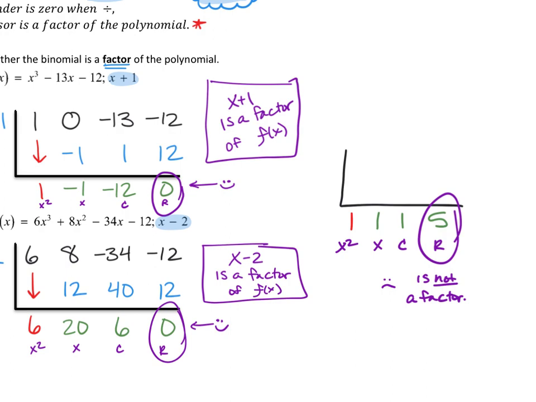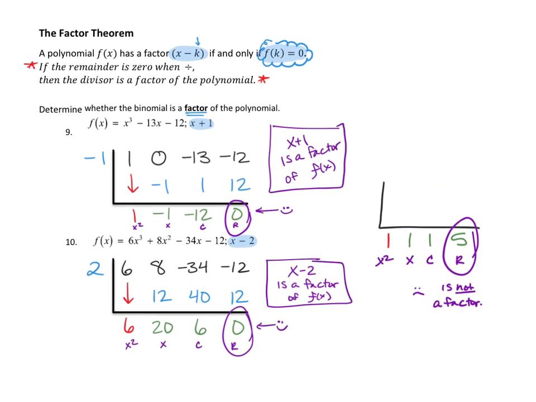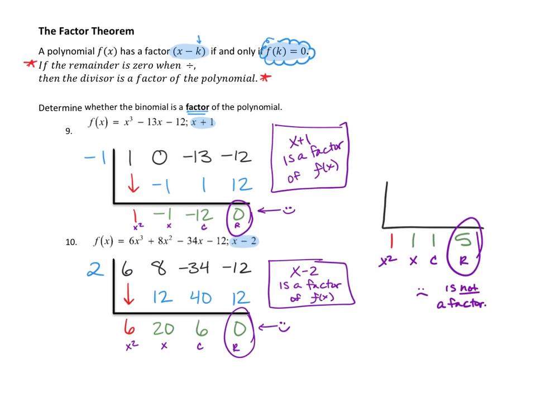Boom. So really, again, the factor theorem allows us to quickly check to see if something is worth dividing by so that we can factor the polynomial into smaller terms, because it has to divide evenly for it to be a factor.